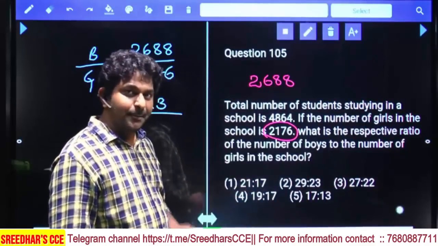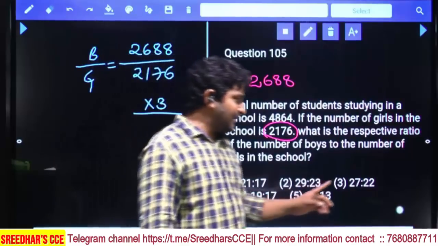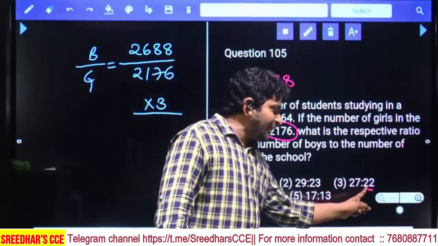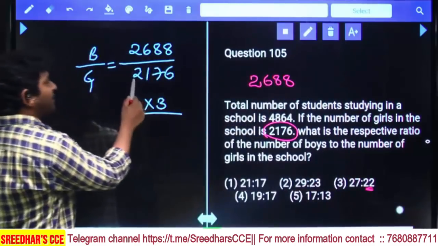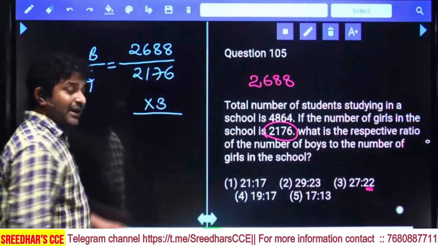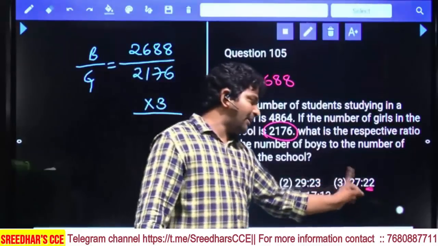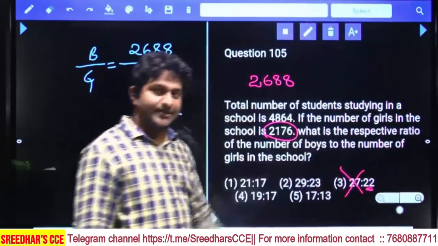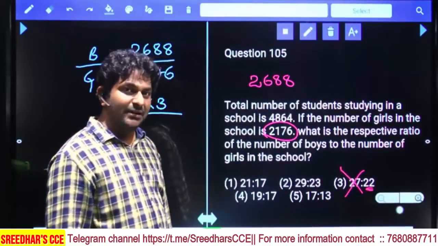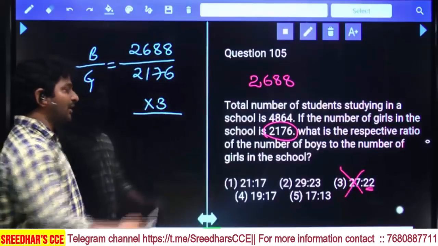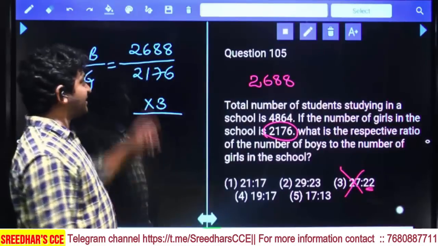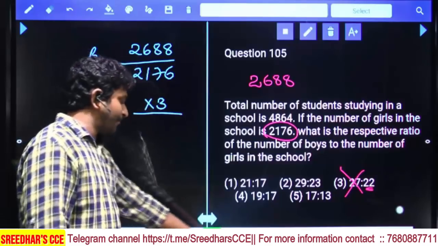This is one way. The other way is 22 is 11 multiple, which is our denominator. In denominator, we don't have 11 multiple. Hence, we will definitely not get 11 multiple. This cannot be the answer. That way also you can eliminate. Hence, first option 21 by 17 is our final answer instead of going for verification.